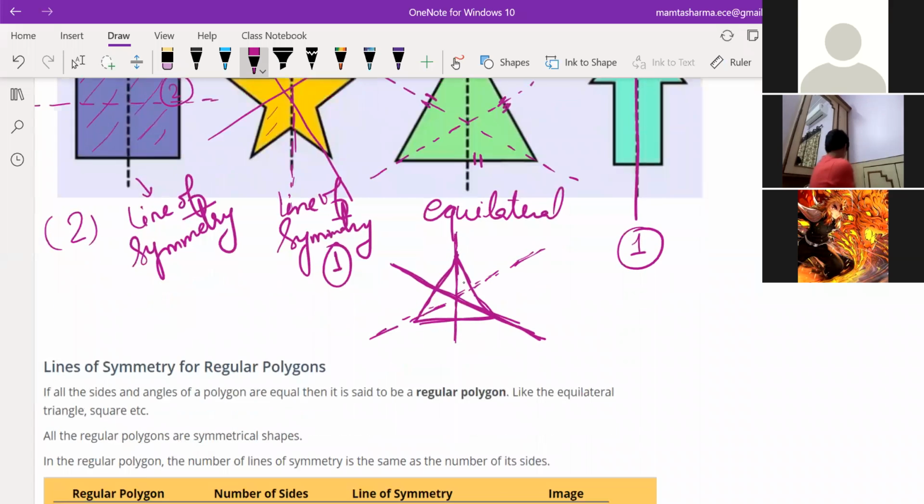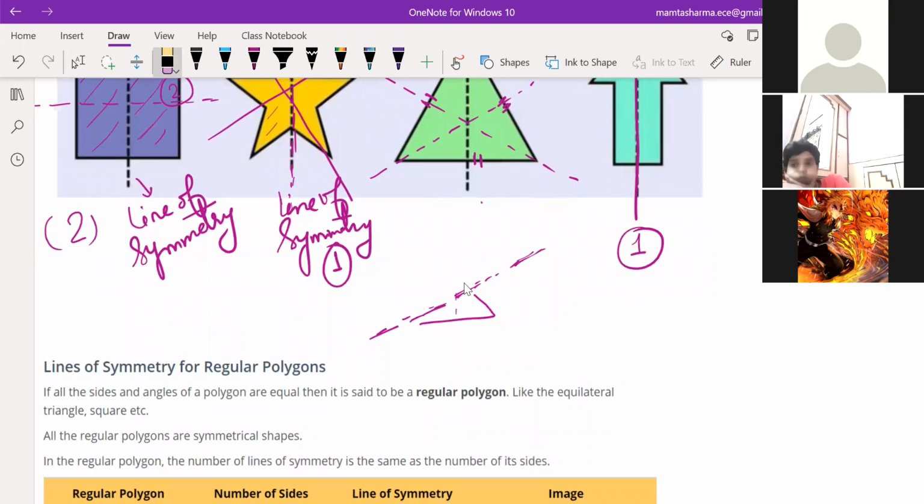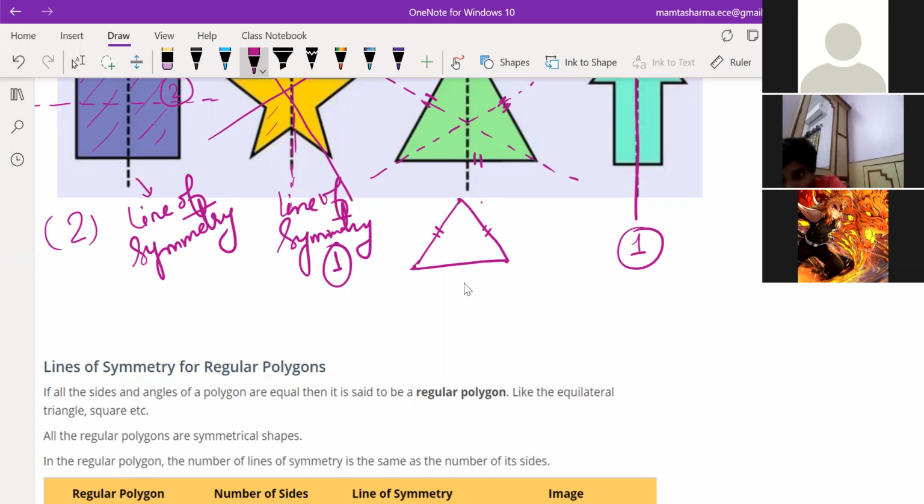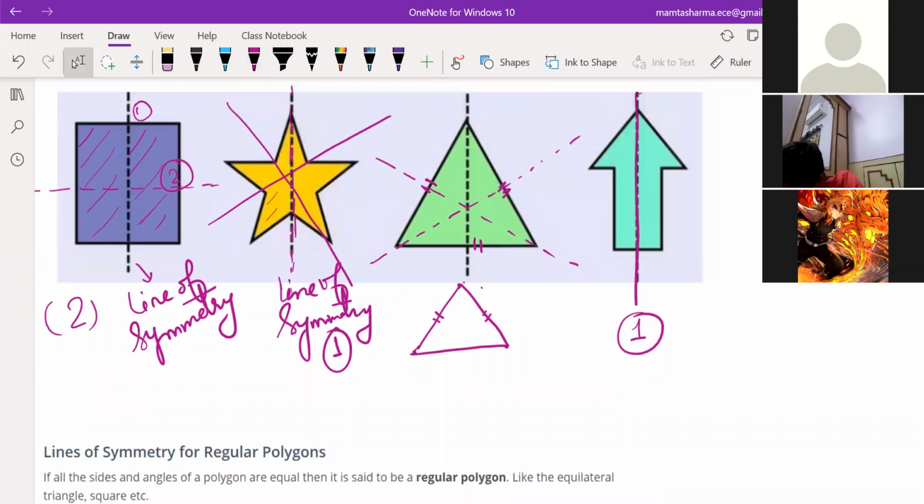Now see, what if the triangle is not an equilateral triangle? If it is an isosceles triangle, then how many lines of symmetry are possible? An isosceles triangle is the triangle which has only two equal sides. If my triangle is isosceles, how many lines can be drawn? Ma'am, we can draw the cross lines, two. Only two lines? Yes, ma'am.